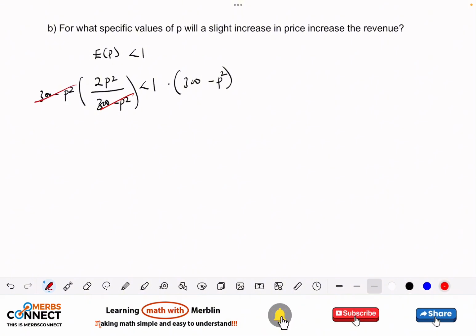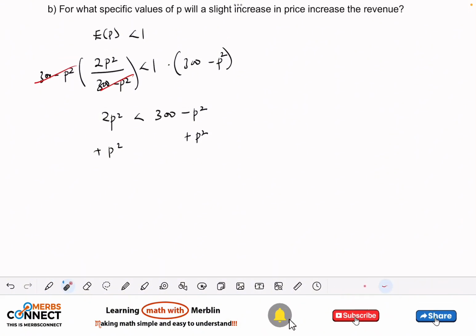So this one will cancel this. On the left, I'm going to have 2P squared less than, then when I multiply the 1 by this, I'm going to have 300 minus P squared. Now what I'm going to do is add plus P squared to the right, plus P squared to the left. Or in other words, I'm just going to move this one to the side.